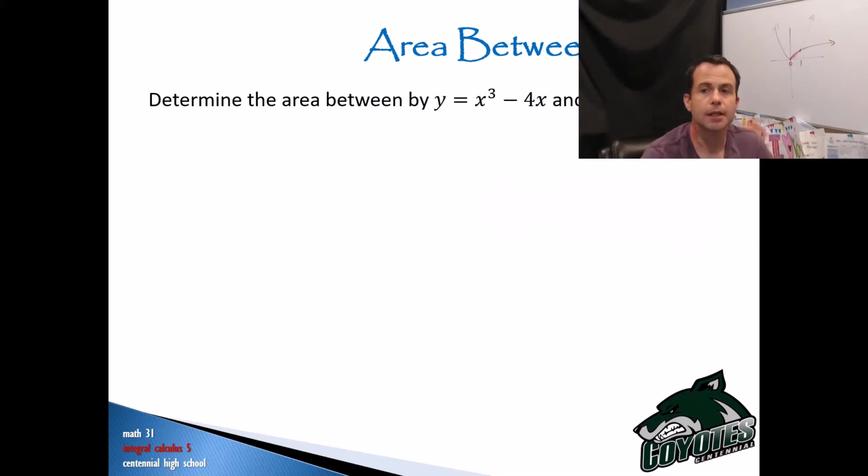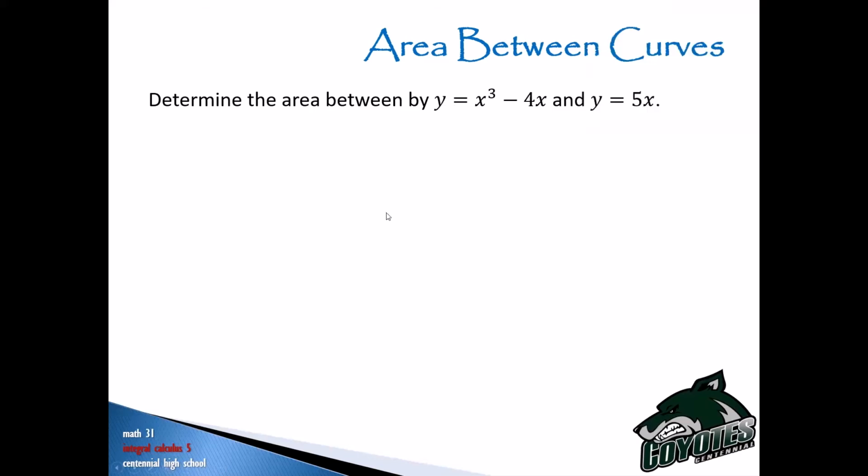All right. Now, let's try this guy. Determine the area bounded by y equals x cubed minus 4x and y equals 5x. That's a typo there. Again, I'll just hide myself very quick so you can see the equations: x cubed minus 4x and y equals 5x.